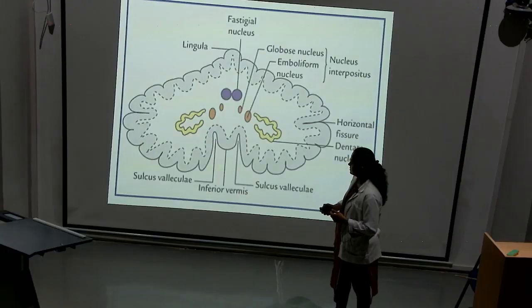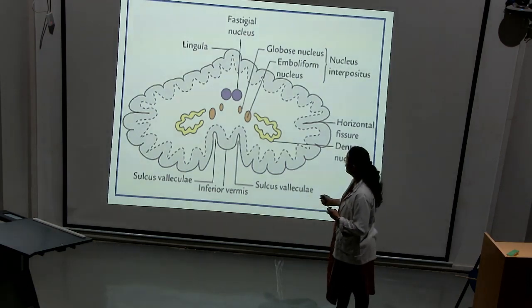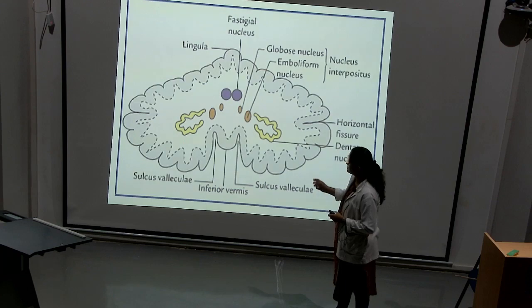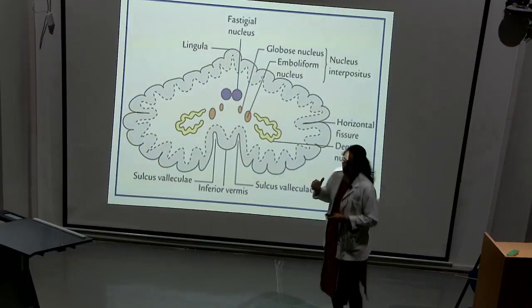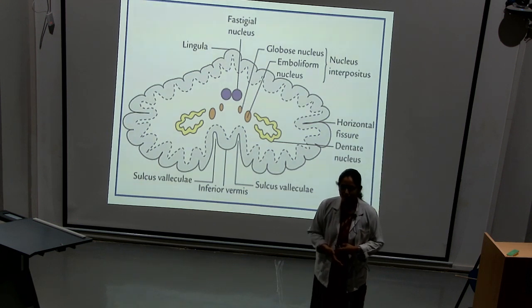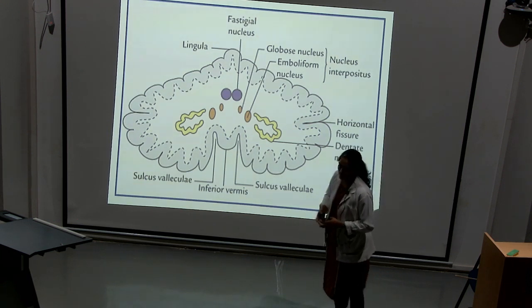So in the picture you can see that crumpled U-shaped bag-like structure. What you are seeing is the nucleus dentatus, then emboliformis and globosus, and in the midline almost near the roof of the fourth ventricle, hence it is also called the roof nucleus, you can see the vestibular nucleus.